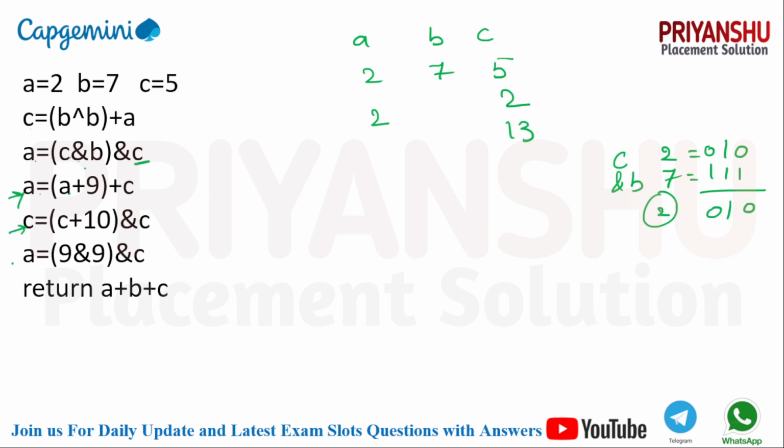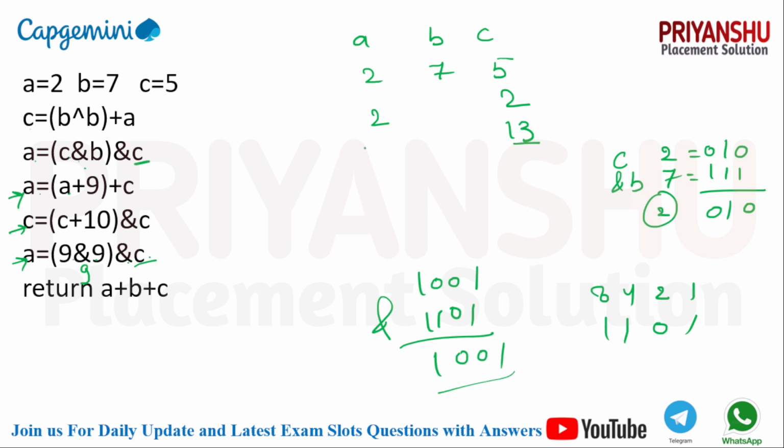Then a equal to 9 and with c. 9 is 1001 and with c, and c is nothing but 13. How to write 13? 1 2 4 8, 8 plus 4 is 12, or 1, 13. Clear? So 1101 is 13 and we need to perform the AND operation. 1001 will give you the 9. Clear? 9 is stored in a.